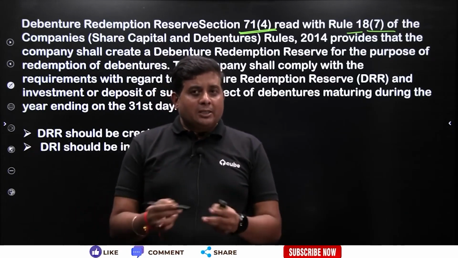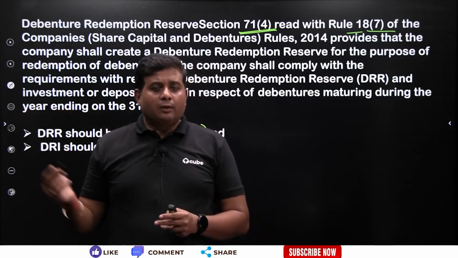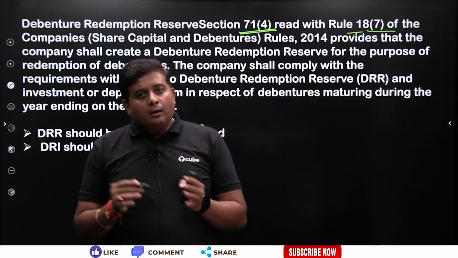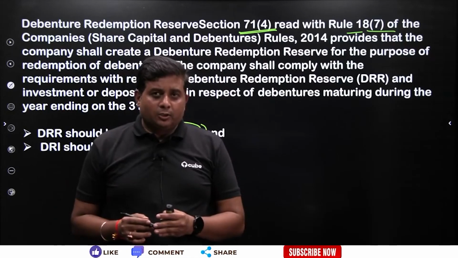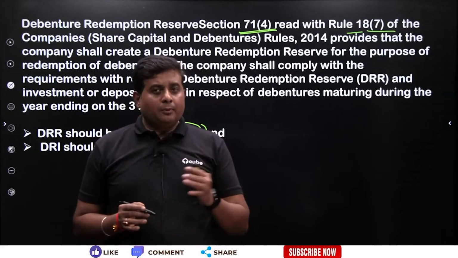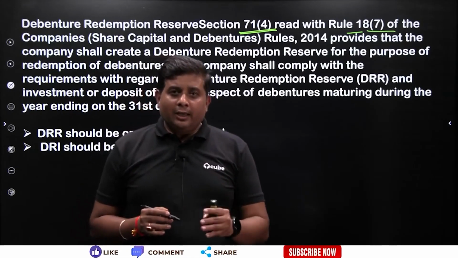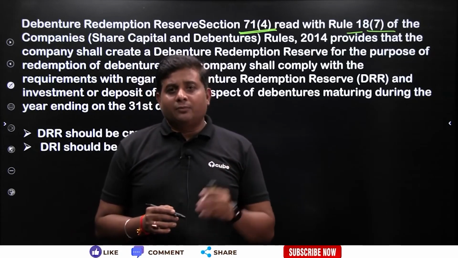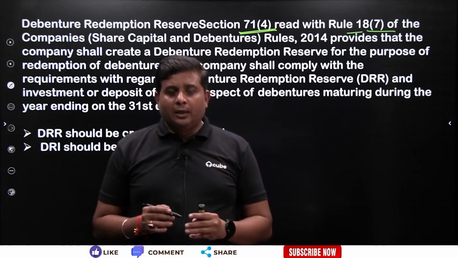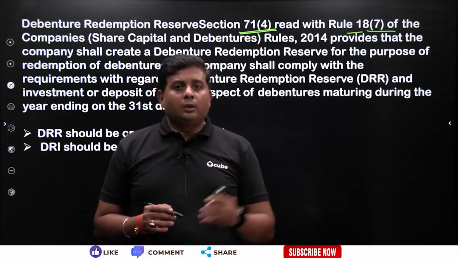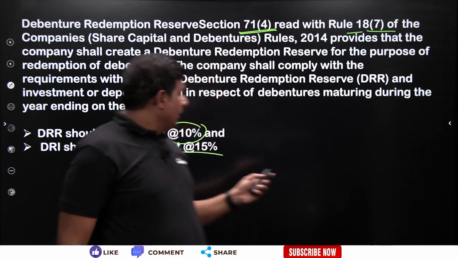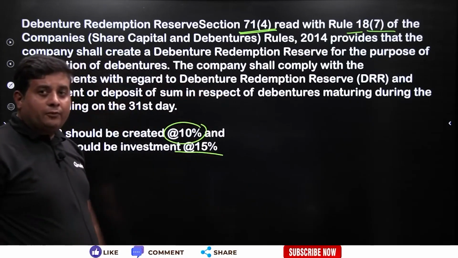If a special condition is given, like 1st May, that is a special kind of condition. But if nothing is mentioned, then 30th April before the date of maturity is the date when we can transfer 10% of the nominal value of the debentures into the DRR account. Okay, and DRR should be created at the rate of 15%.